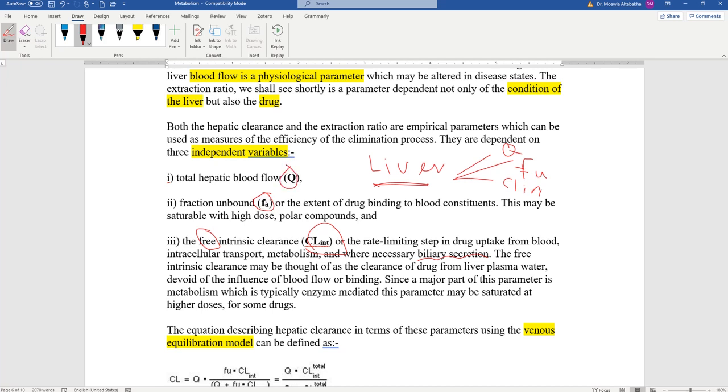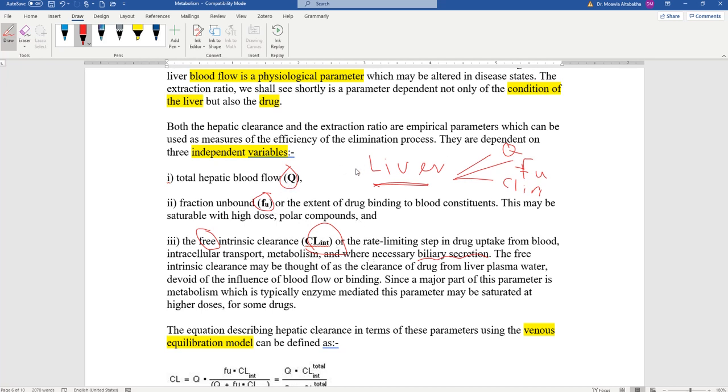Why do I say these factors affect clearance? Because the unbound drug is the one that can be subjected to metabolism. If the fraction unbound is 0, for example, just a hypothetical example, then nothing will get metabolized. Right or not? The same thing is with the blood flow. If there is no blood flowing to the liver, then nothing will be metabolized. So when I talk about free intrinsic clearance, I mean in the absence of other factors.